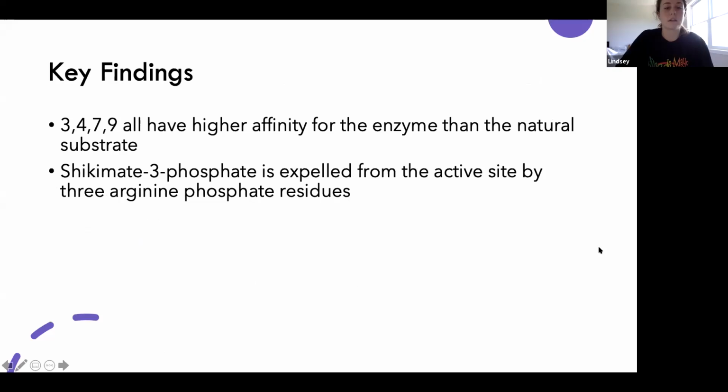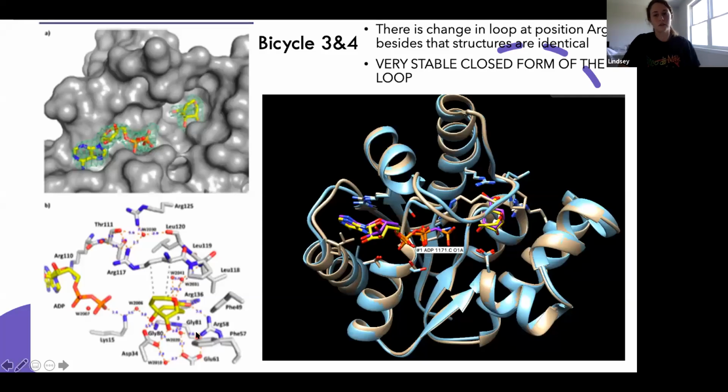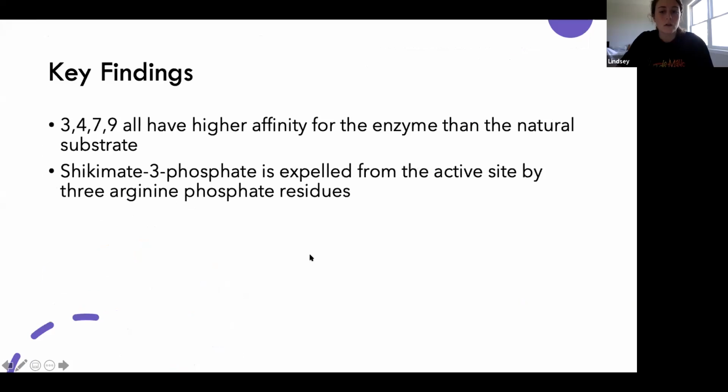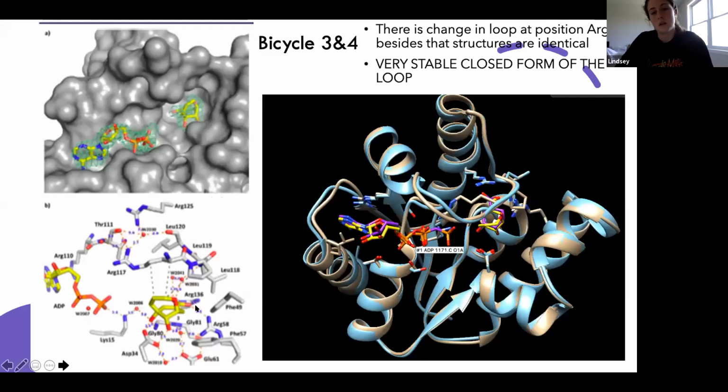So key findings: they found that they all have a higher affinity for the enzyme than the substrate, and they also found that shikimate 3-phosphate is expelled from the active site by 3 arginine phosphate residues. So this is bicycle 3 and 4.